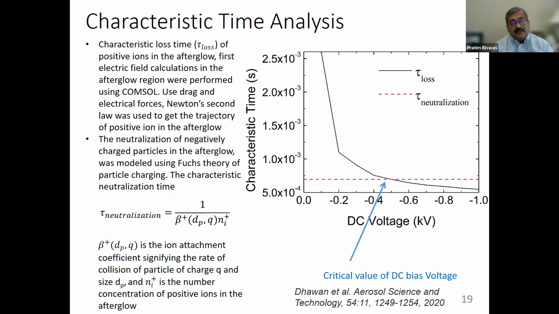Of course, you have to map out, as I indicated, the electrical field strength and direction, right? It's an axisymmetric system. The direction of the field is equally important. It's a vector, of course, we all know that. So we use COMSOL to solve those equations. So once I get the electrical field distribution, intensity and direction, I bring in my charged ions and do a combination of drag and electrical forces and get the trajectory of these positive ions in this afterglow region where I have the DC bias. Clearly, with more bias, the field strengths go up and the removal time or the loss time goes down significantly.